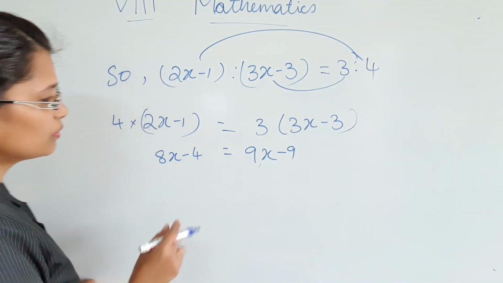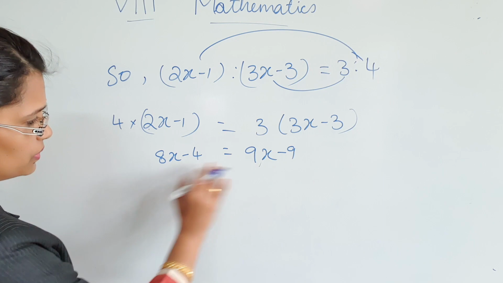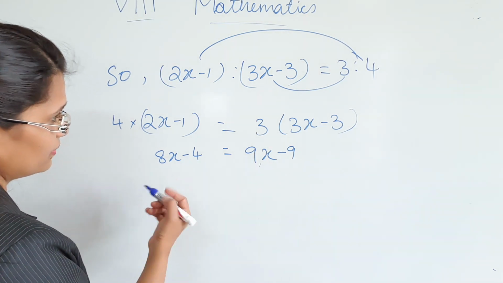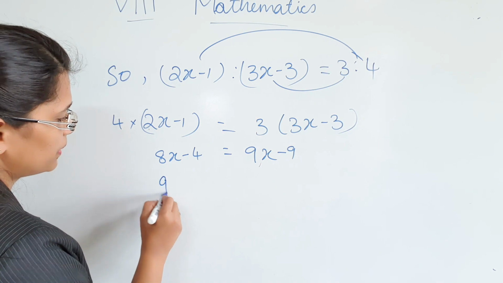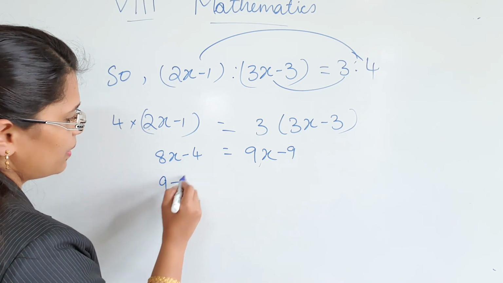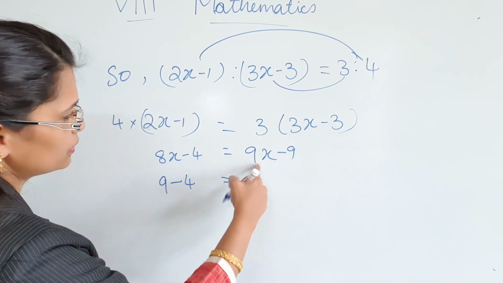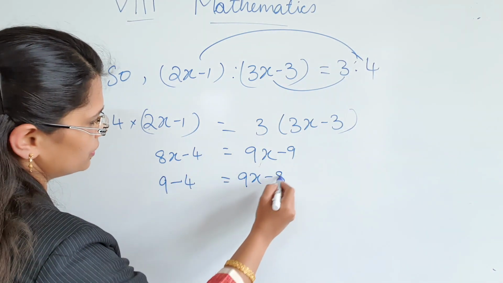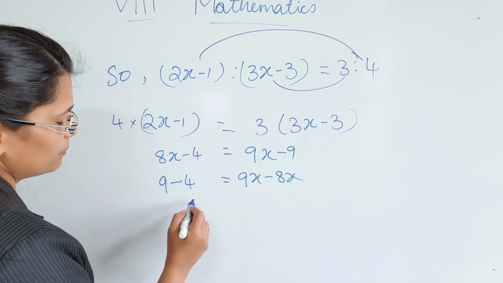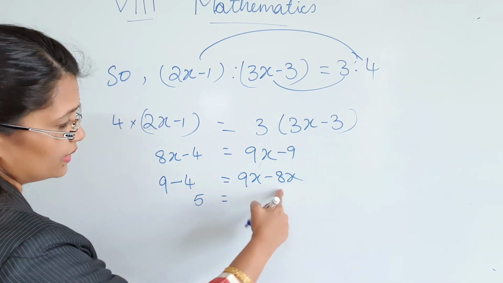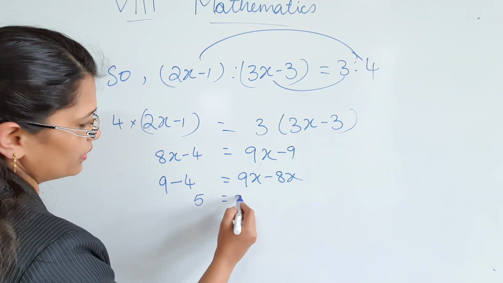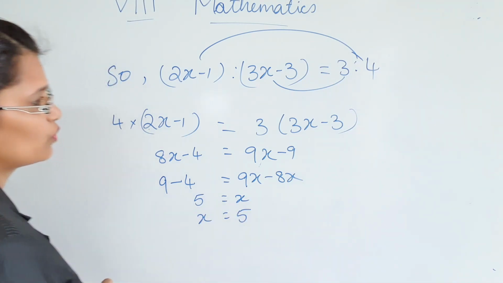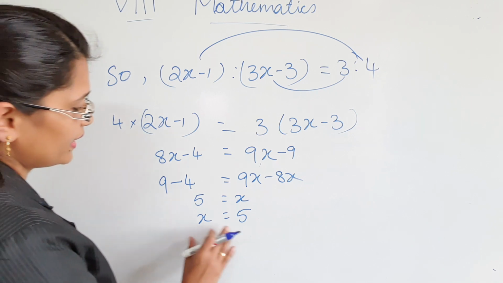Now group the x terms and constant terms. So here this minus 9 will come here, so that is plus 9. So 9 minus 4 is equal to this 9x, this 8x will go that side, so it will be minus. So 9 minus 4 is equal to 5, 9x minus 8x is equal to 1, that is x. So x is equal to 5. We got that x is equal to 5.